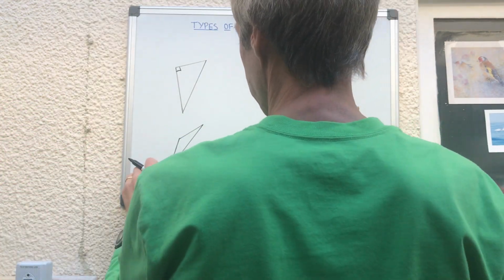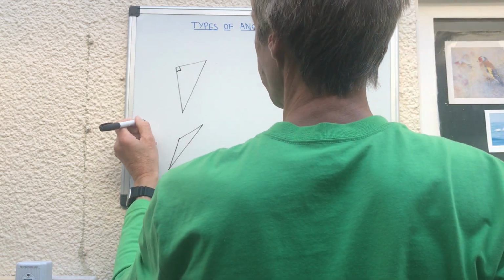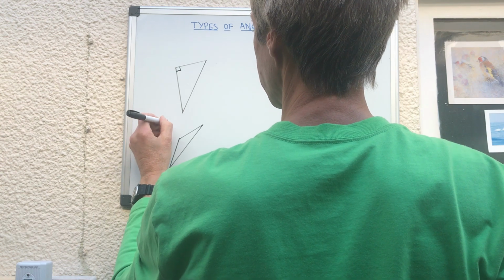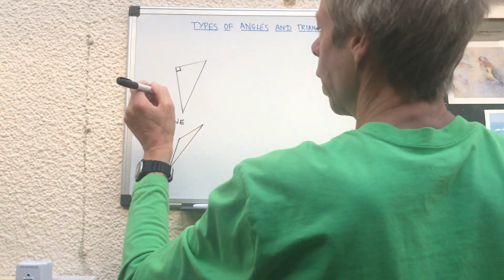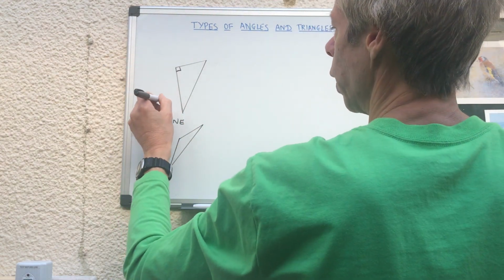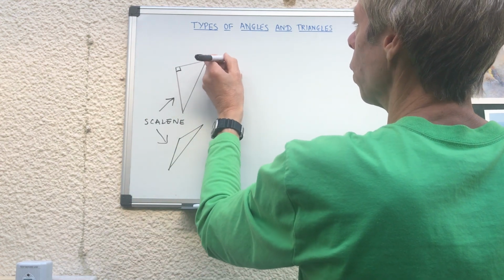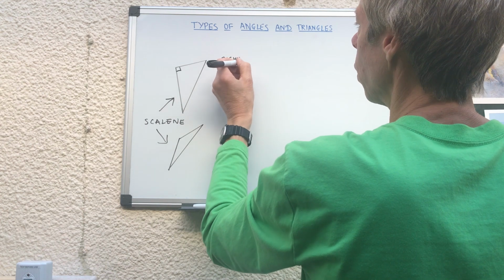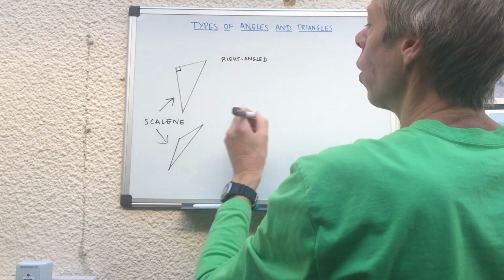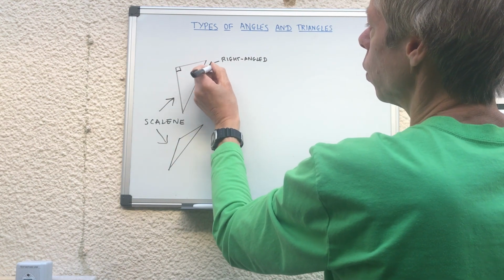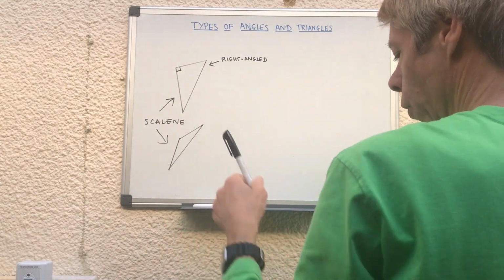It's a little bit dodgy at the end there. Okay, so these two are both scalene triangles. A scalene triangle could have a right angle, so they're both scalene. This one is also right angled. So we have the scalene triangle, which could be right angled or could be not right angled.